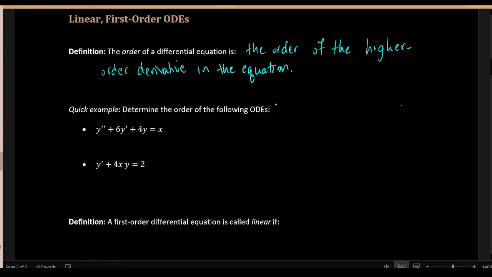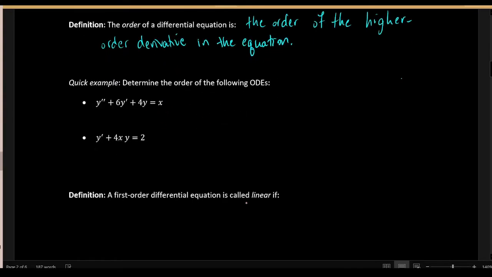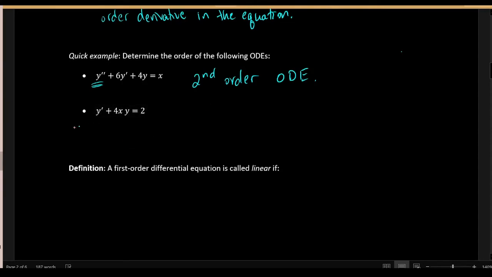For a quick example, let's consider the two ODEs down below. In the first ODE, we have a second derivative, a first derivative, and the original function y. In this case, the highest order derivative is the second derivative, y double prime. So this ODE would be considered second order. Whereas in the second example, the highest derivative that we have is a first derivative, and therefore this would be a first order differential equation.